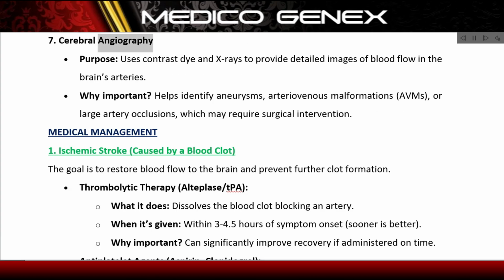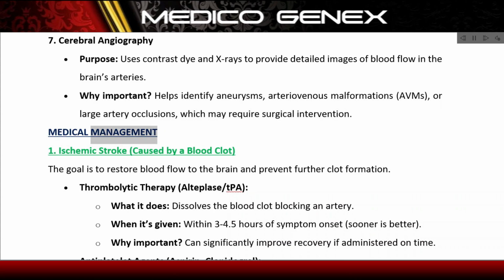7. Cerebral angiography. Purpose: uses contrast dye and X-rays to provide detailed images of blood flow in the brain's arteries. Why important? Helps identify aneurysms, arteriovenous malformations, AVMs, or large artery occlusions, which may require surgical intervention.